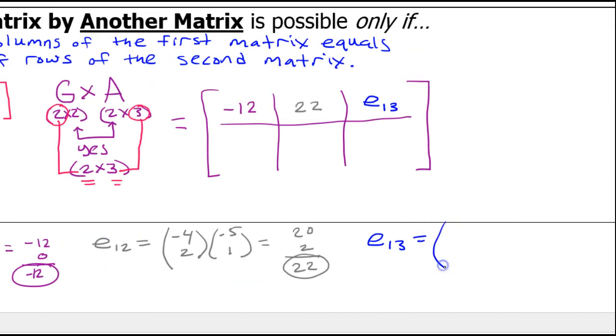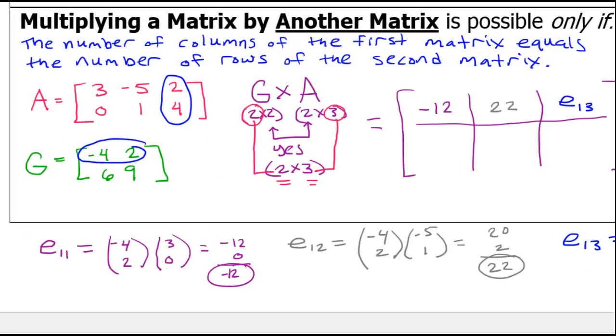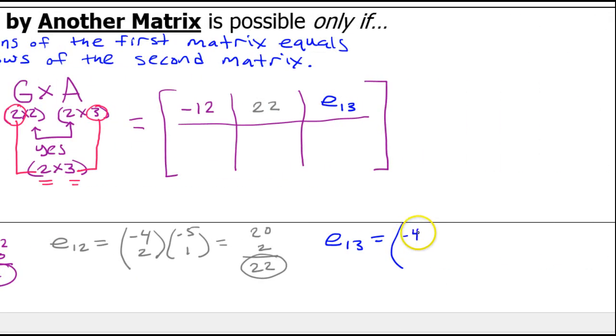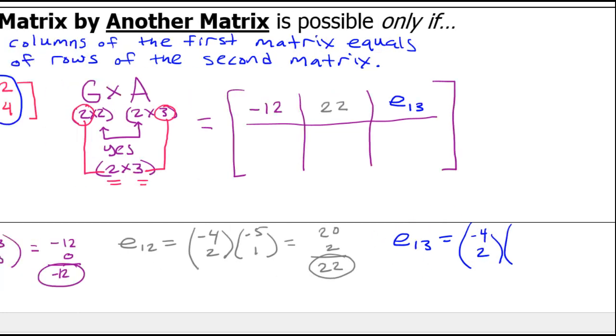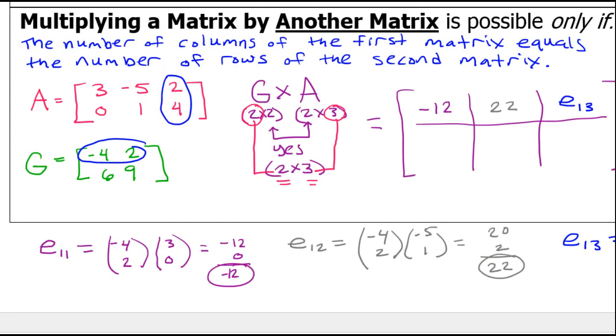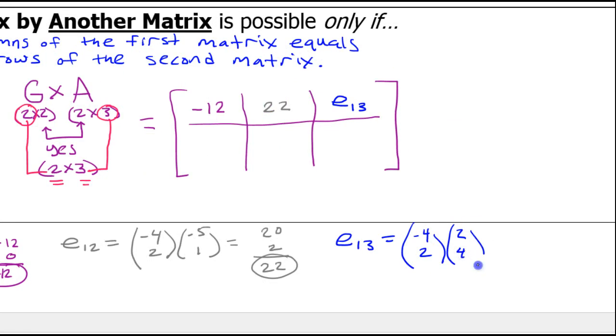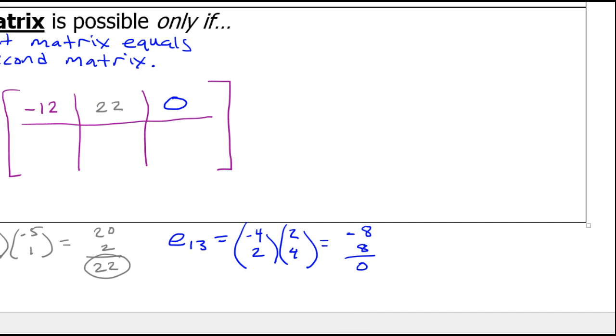All right, so here I go. Row 1, that's negative 4, 2. And then column 3 is 2 and 4. So that's going to give us negative 8 and positive 8. Add them together, you get 0. So that's going to be this element right here. Okay, let's keep going. I think I can squeeze in one more over here.